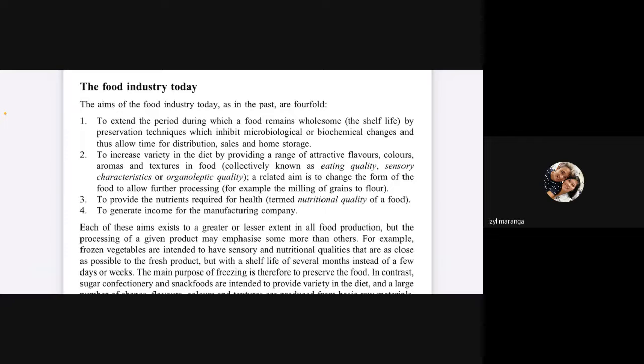So, mo po na ang other synonym ng mga sensory or eating qualities. Or aim to change the form of the food to allow further processing pa. Like for example, the milling of grains into flour. Diba? Like for example, kanang wheat flour, no? Ato pa siyang ginagaling to make it into flour kasi pag gawin natin siyang flour, pwede natin siyang gawing different kinds of breads, cakes.